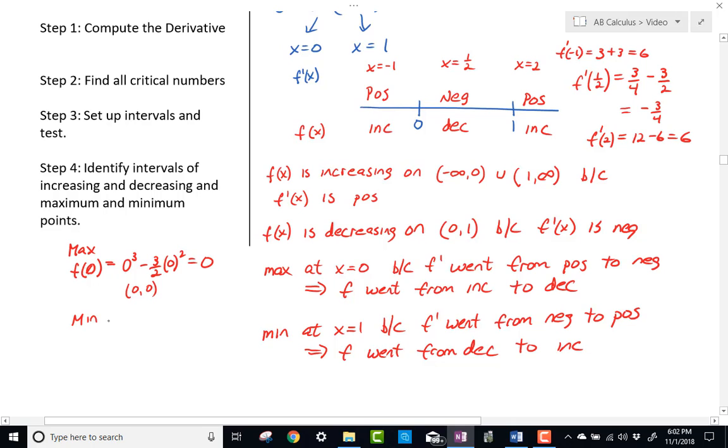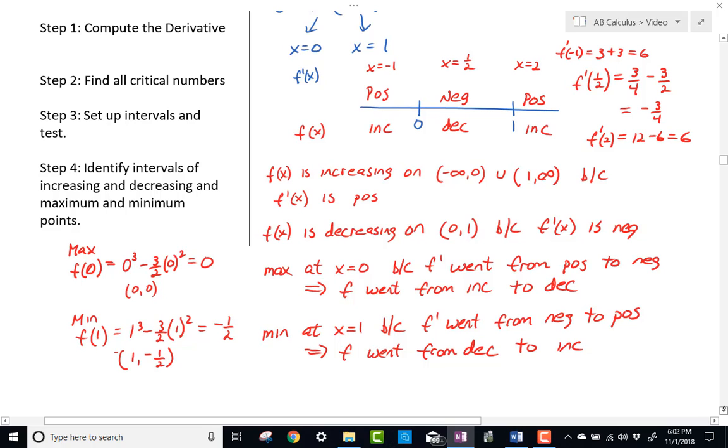And I know that there's a min, so I'm going to plug in f of 1. That's going to give me 1 cubed minus 3 halves times 1 squared. And that's 1 take away 3 halves, which is negative 1 half. So I have a min at (1, negative 1 half).